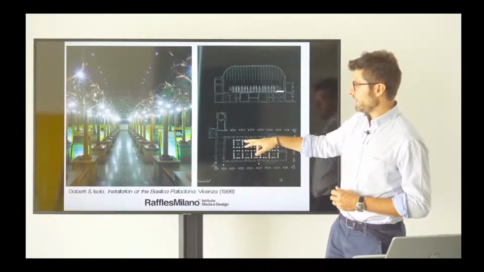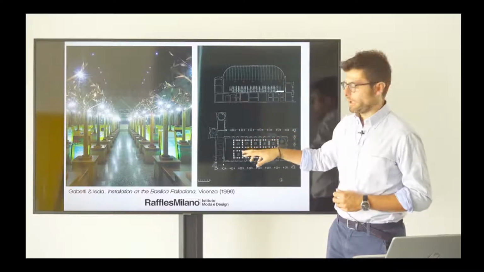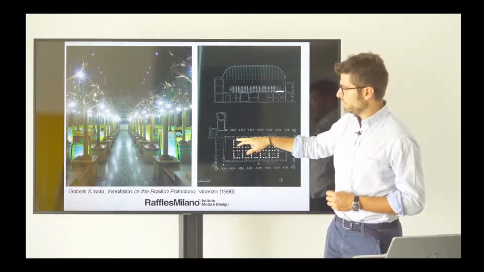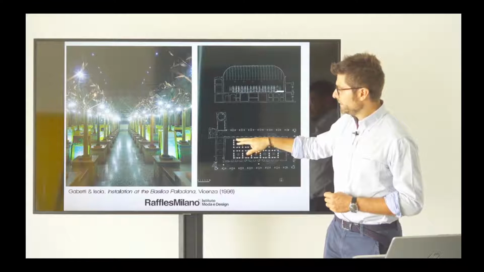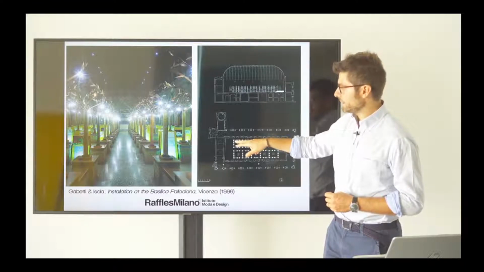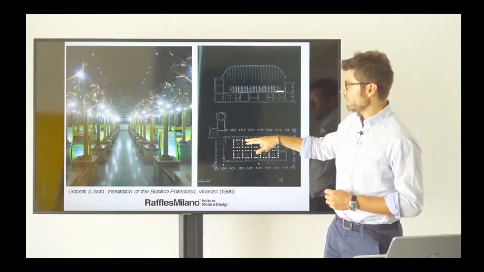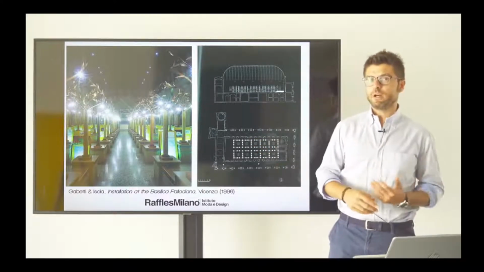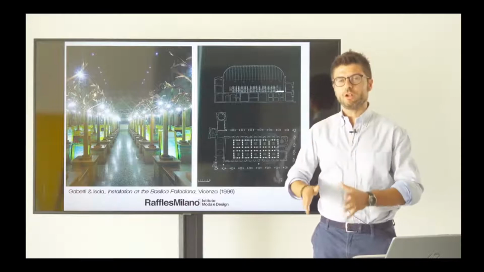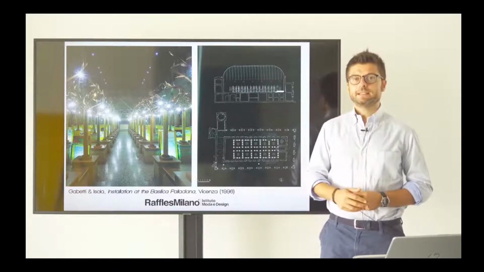The volumes here are organized in this way. There is a module that is always the same, the white square, that has a rhythm that is alternate. So the distance is 2, then 1, then 2, then 2, then 1, then 2. So we have a regular rhythm that is different from the one that was before, that was always the same. Here instead it is alternate.